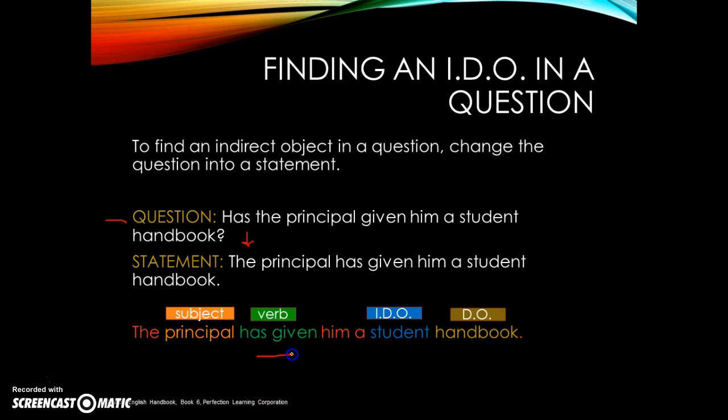First, look for your verb, which is has given. Then ask who or what has given him a student handbook. The answer is principal, so that's how we know what our subject is. Then we ask, the principal has given what? In this case, we have a handbook. And whom was that handbook given to? In this case, it's a student. So our direct object is handbook and our indirect object is student.